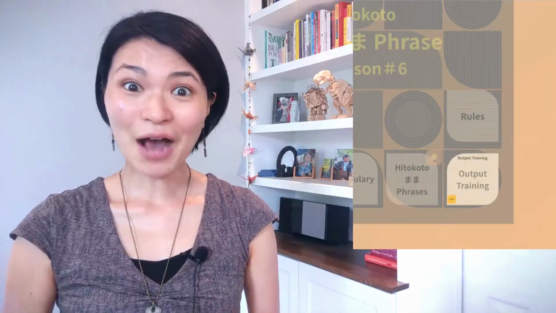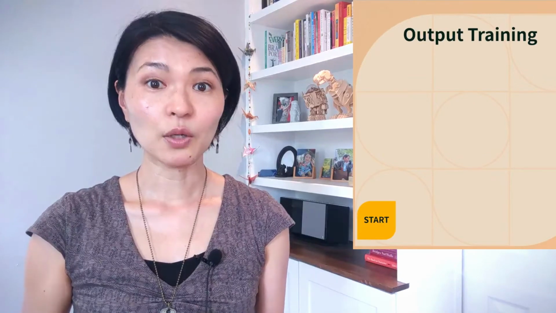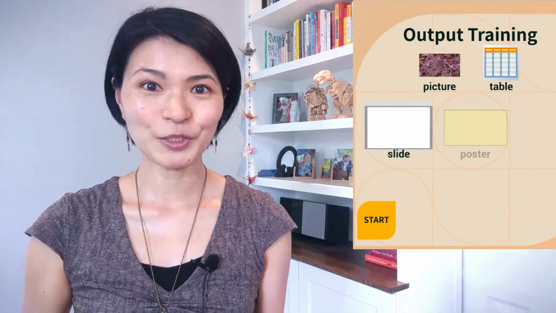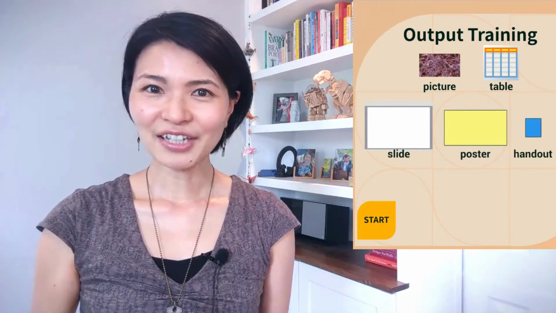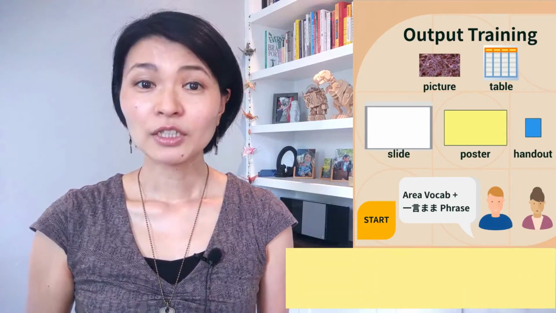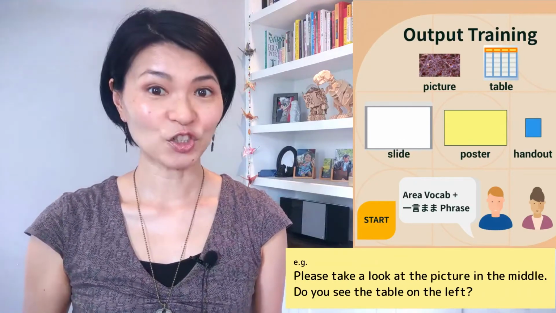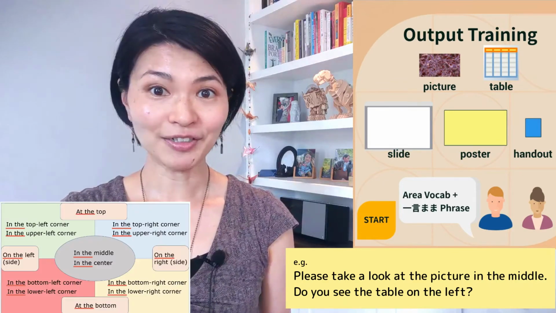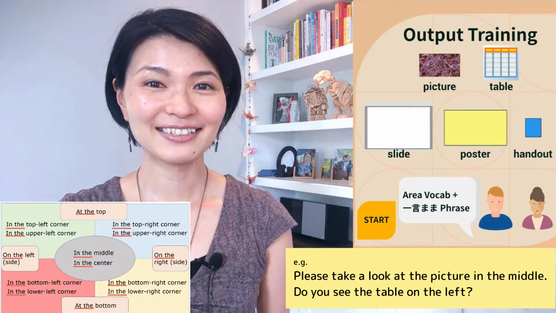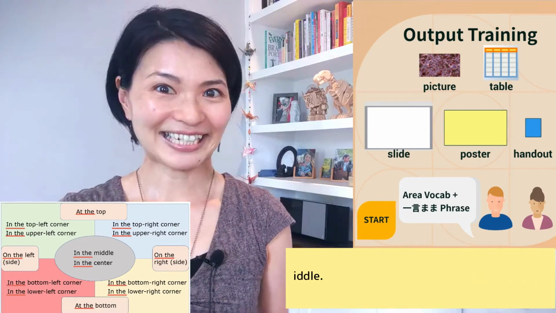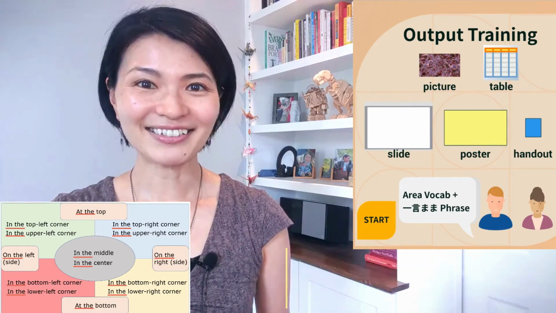Now it's time for the output training. You're going to see a picture or a table in a particular area of a particular visual aid. Use the area vocabulary and the hitokoto mama phrases you've learned today to direct your audience's attention. We will keep this area vocabulary diagram here for your reference. You have 5 seconds. Ready? Let's start.